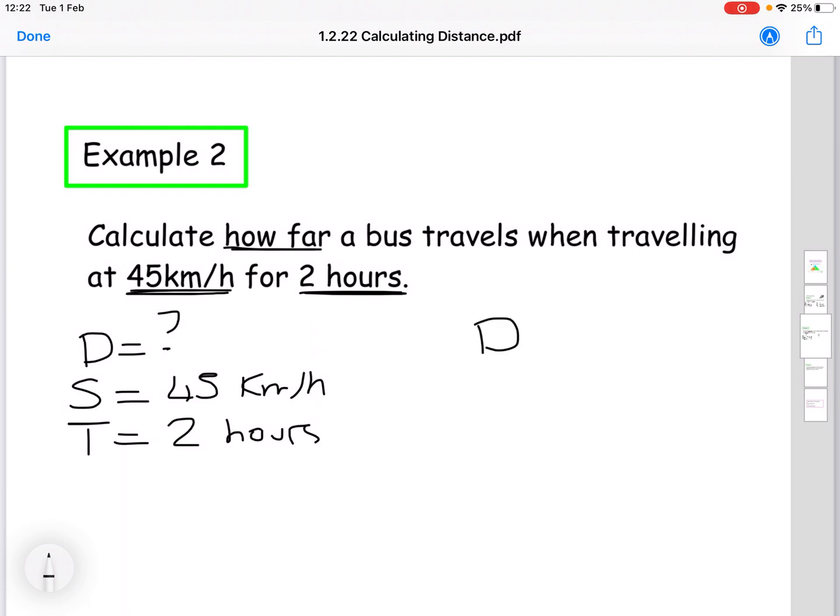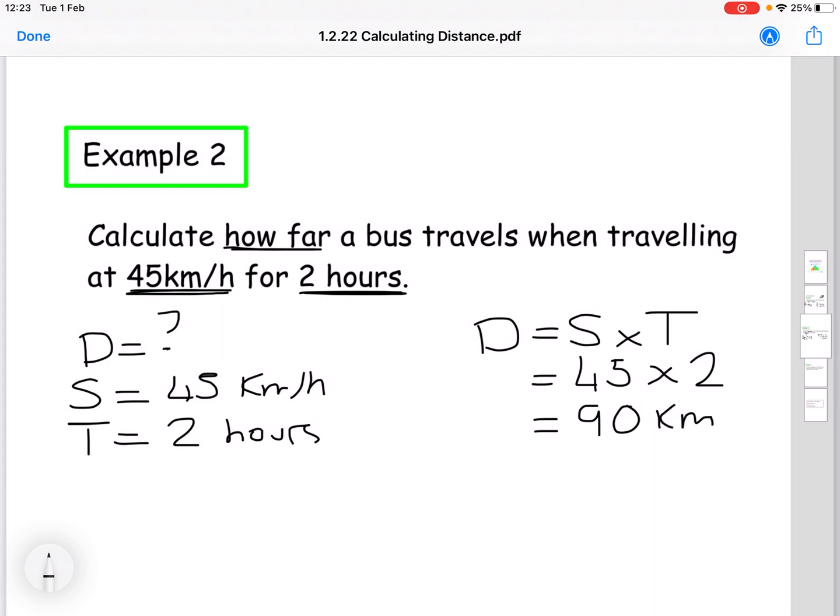So again, the same formula, distance equals speed times time. We'll put in our values, 45 for speed and 2 for our time. 45 times 2 is obviously 90. Now your units here are different. This speed is given in kilometres per hour, so this distance is in kilometres.